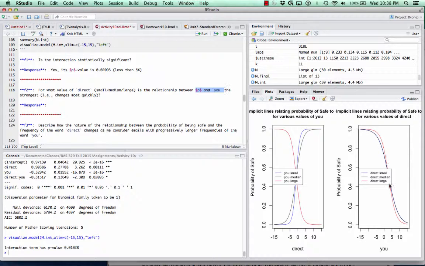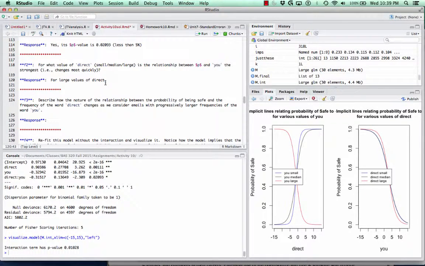Well, it looks like the red curve is the steepest, and the black and blue curves are pretty much right on top of each other. So we see the curve changes most quickly for large values of direct. For the red line, large values of direct, the probability of being safe or junk changes really quite rapidly with U. So it looks like the strength of the relationship and the shape of that curve depends somewhat strongly on the frequency of the word direct. Basically, U is a better predictor of the probability when direct is large than when direct is small, because this curve is steeper, it's a stronger relationship.